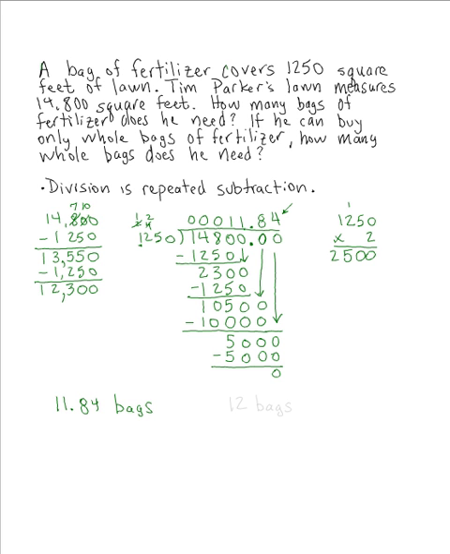Well, 11.84 is more than 11, which means 11 is not enough. But it's less than 12. 12 is too much, but he doesn't have a choice. He can either have 11, which isn't enough, or 12, which is enough but a little bit too much. So the right answer to the second question is 12 bags.